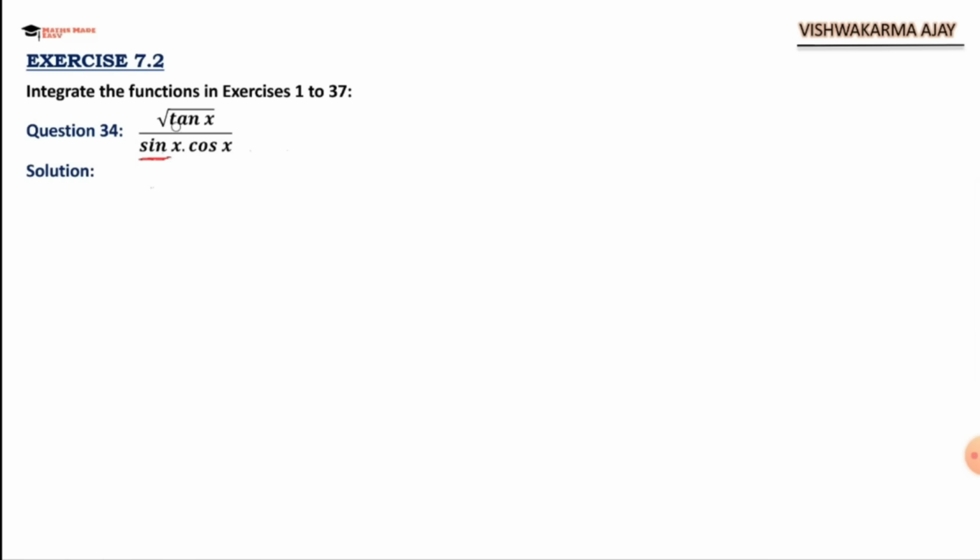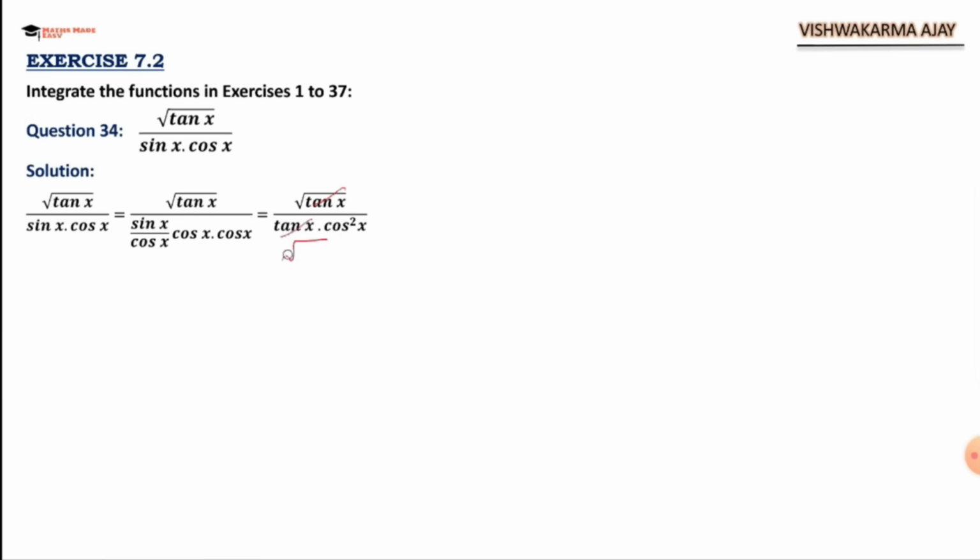In the numerator we have tan x, and in the denominator also we have tan x, but this was root and this, so they will be cancelled. Let's start. As I said, I will be dividing with cos x and multiplying with cos x. Later this cos x and cos x will become cos square x, like you see here, tan x times cos square x. This root tan x and tan x will cancel, and we get root of tan x in the denominator.